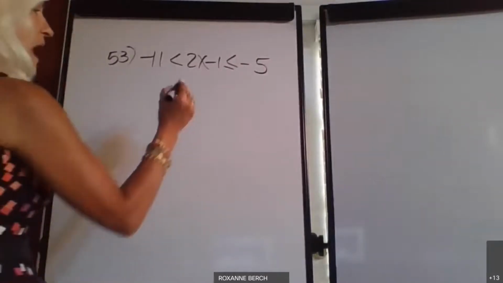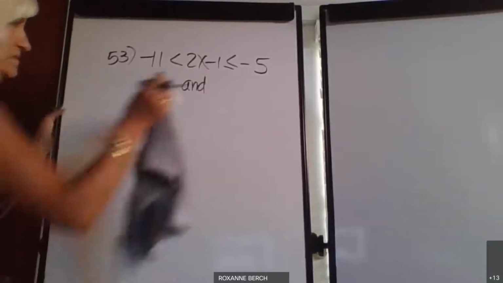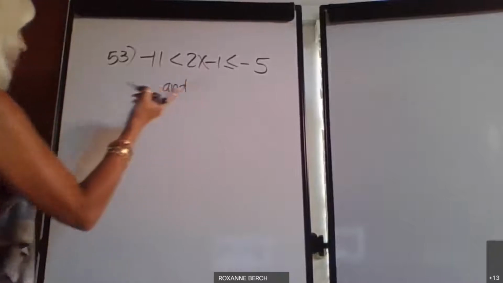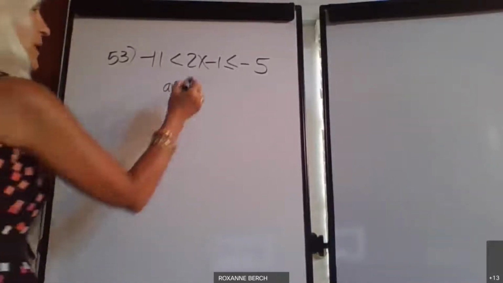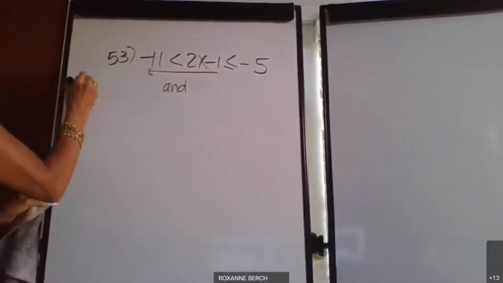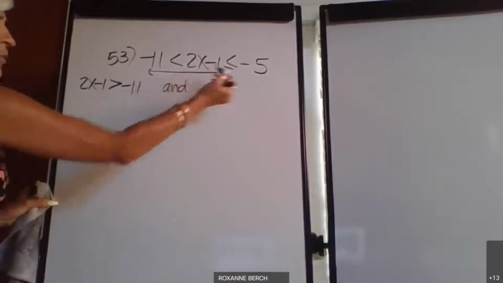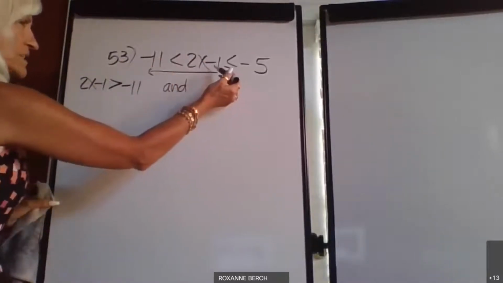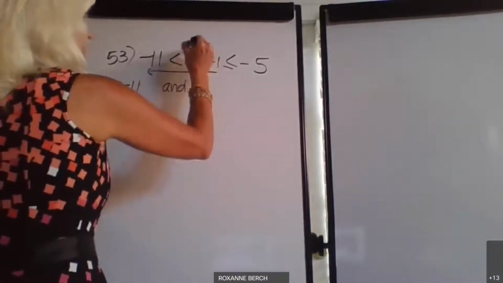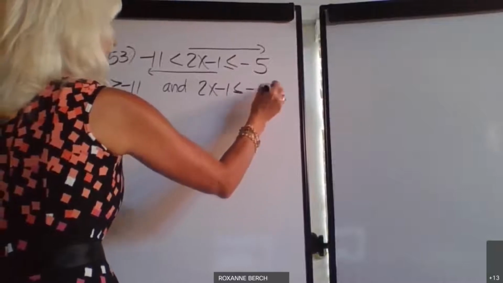Okay, now only an "and," remember I said only an "and" can be written like that? Well, that's what I meant. Only an "and" can be written like that. So what we're going to do is write two statements. So here's one of them. 2x minus 1 is greater than negative 11, because remember we're reading it this way. And you're going to read it this way: 2x minus 1 is less than or equal to negative 5.